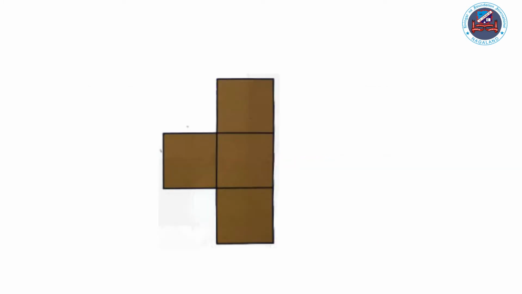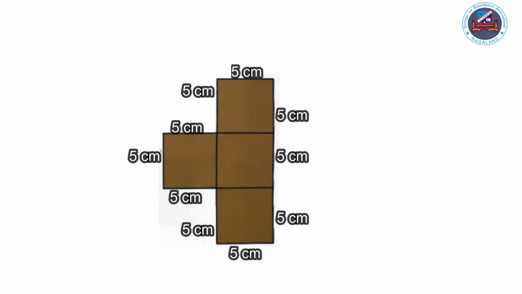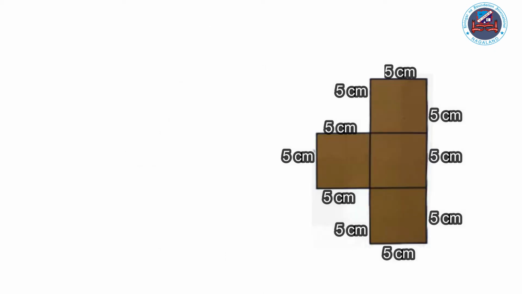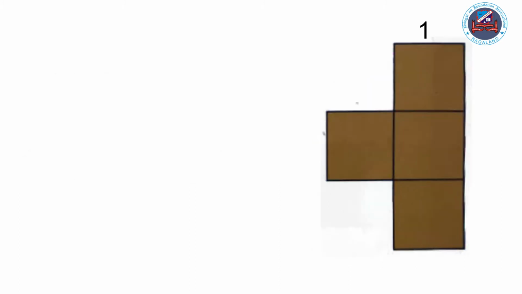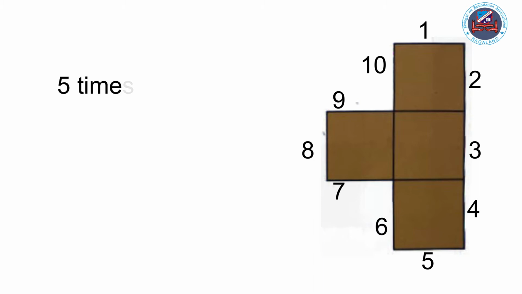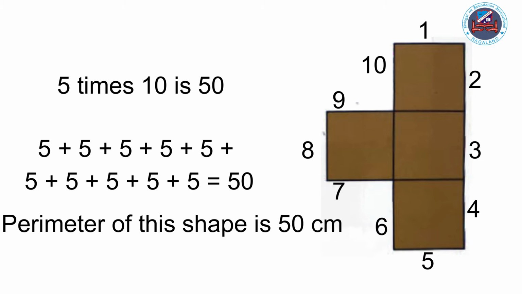Let's try another one. To find the perimeter of the shape, we're going to add 5 on each side of the square length around the shape. Remember, we find perimeter by adding all of the sides together. So let's count how many 5s. 1, 2, 3, 4, 5, 6, 7, 8, 9, 10. That is 5 times 10, which is 50. So when we add 5 10 times, we get 50. So the perimeter of this shape is 50 centimeters.